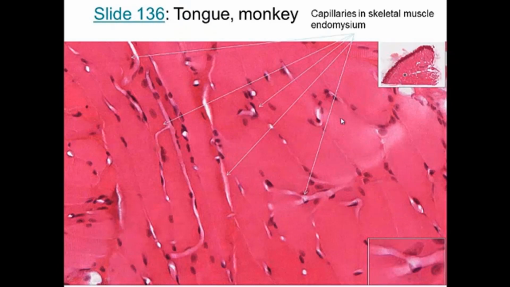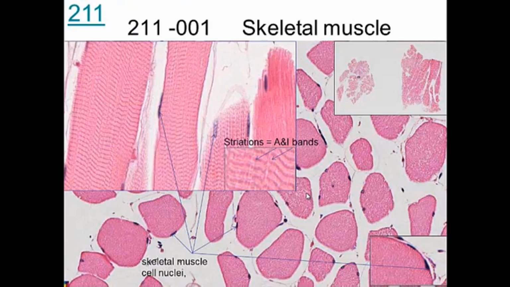If we look here in between these muscle cells and the endomysium, we can see capillaries. These are endothelial cells of capillaries. You can see the capillaries branching as they go through there. These are individual muscle cells, and you can see in the endomysium, you can see capillaries that are feeding these cells.